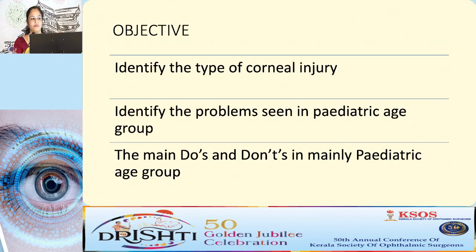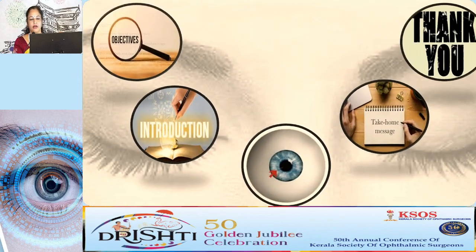Why do you need to know about pediatric corneal injury? First of all, in a pediatric corneal injury, identify which type of corneal injury it is. It would be greatly appreciated if you identify the problems seen in the pediatric age group, and what are the main do's and don'ts that we have to think of as a general ophthalmologist in managing pediatric corneal trauma.